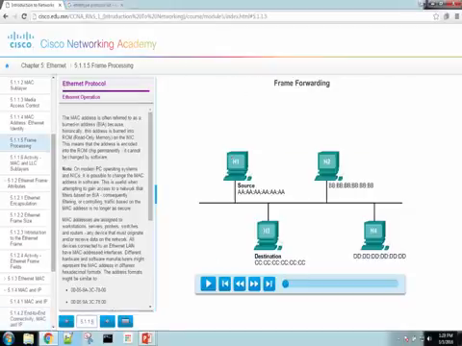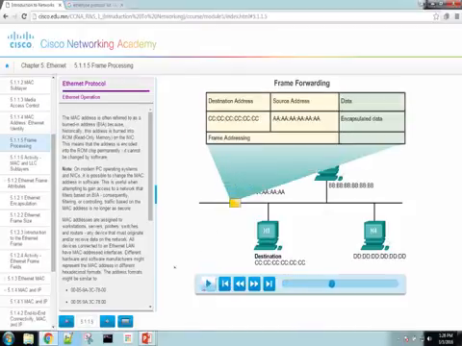Alright, so here we have node H1 trying to talk to H3. Inside the frame, notice it includes the data, including the IP header and the IP addresses and everything, but it also attaches its own header, which includes the source address, meaning the MAC address of H1, and the destination address, which is the MAC address of the destination H3 in this case.